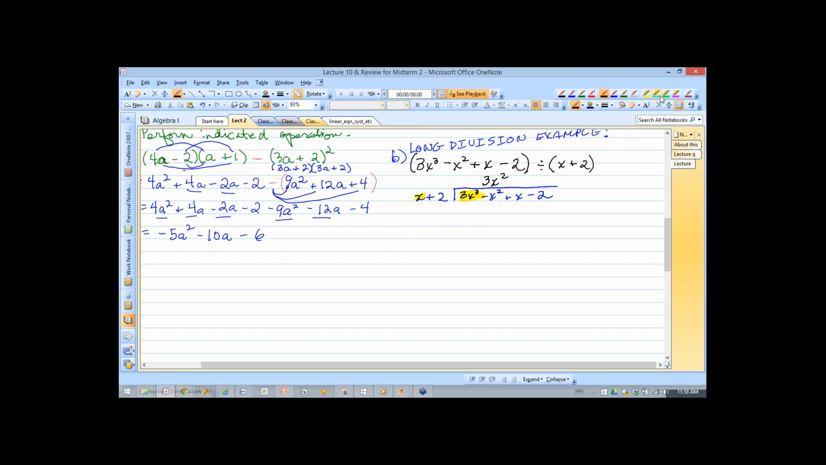Then we take this number we got here and distribute it into the divisor, and that answer goes here. So let's do that. 3x squared times x is going to be 3x cubed. 3x squared times 2 is going to be plus 6x squared.